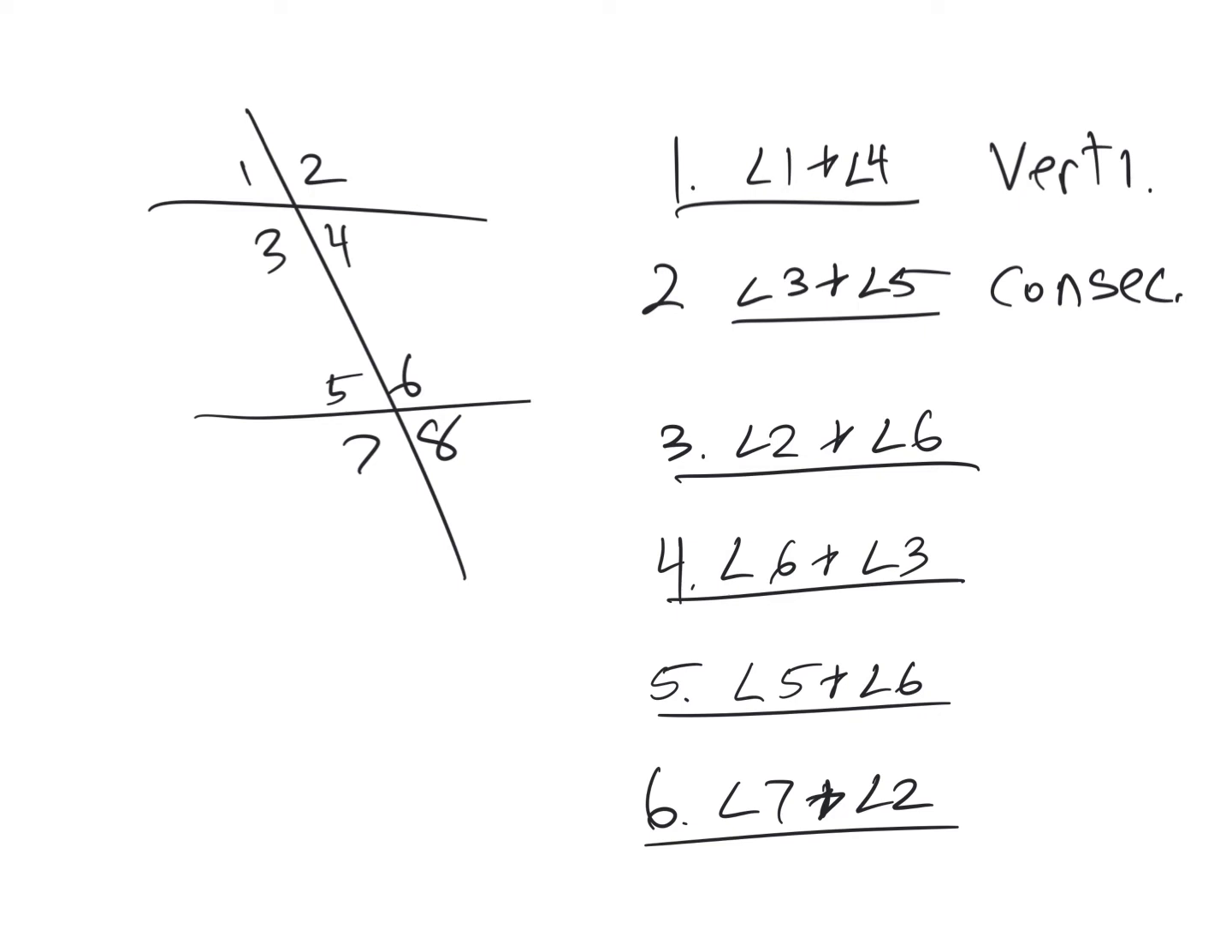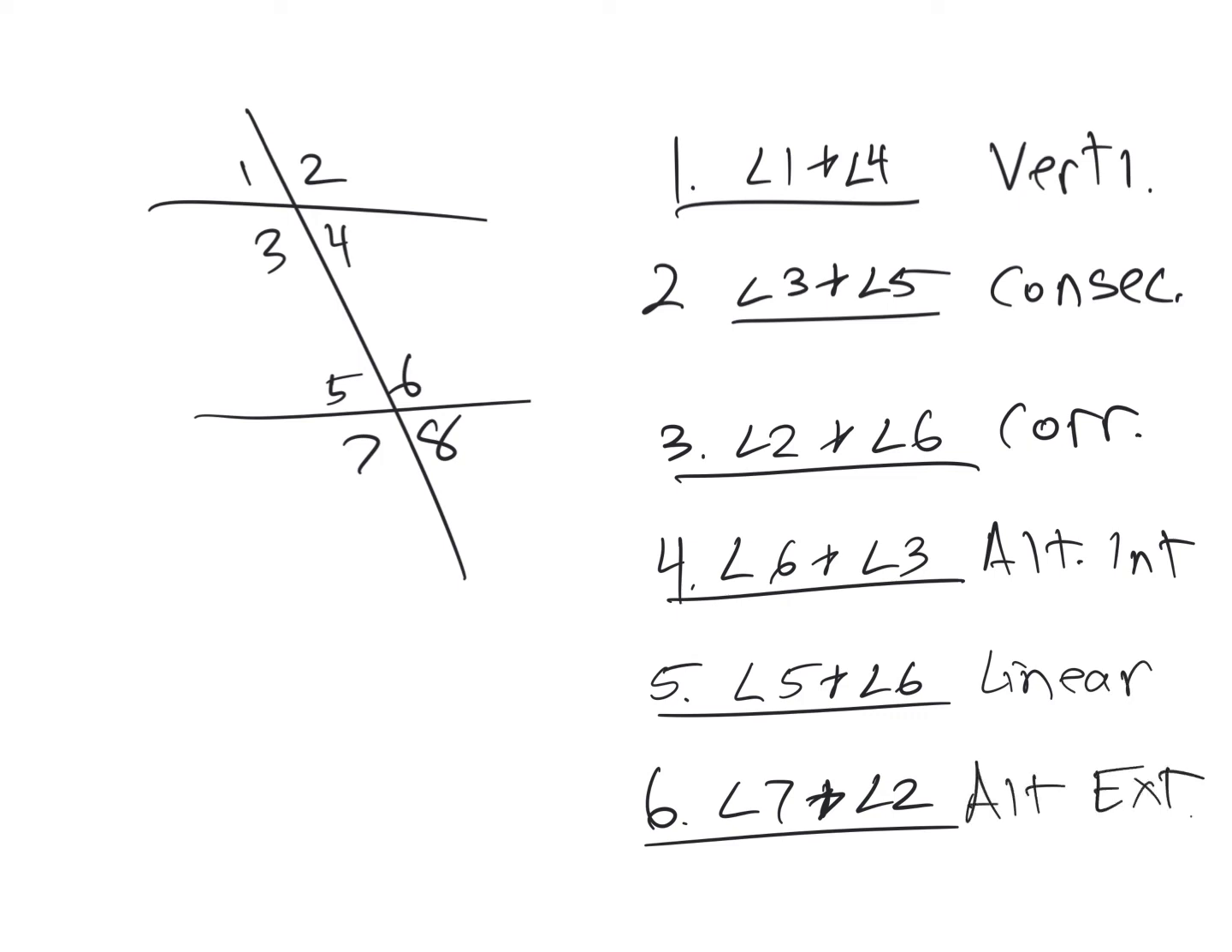2 and 6, they're on the same side of the transversal. So again, consecutive or corresponding. Angle 2 is obtuse. Angle 6 is obtuse. Well, 2 obtuse angles are more than 180 degrees. So quickly, that's corresponding. 6 and 3 are alternate interior. 5 and 6 are a linear pair. 7 and 2 are alternate exterior angles.